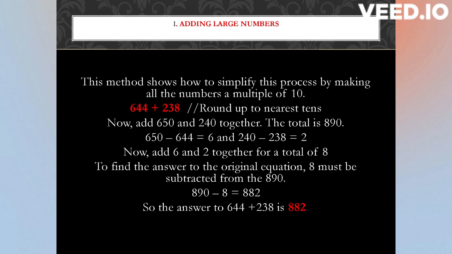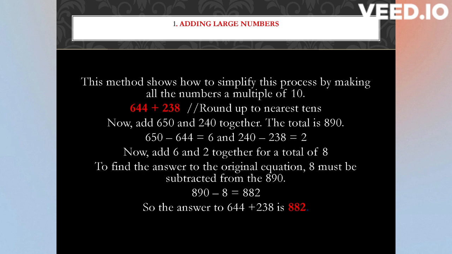Here the first one is adding large numbers. One digit numbers or two digit numbers are pretty simple for us to add, right? But if we have numbers with three digits, how do we do the addition in a simple way? Let us see. This method shows how to simplify the process by making all the numbers a multiple of 10. I have taken a small example, that is 644 plus 238.